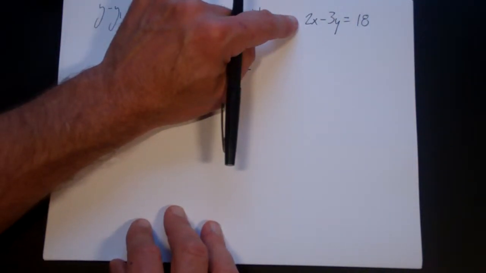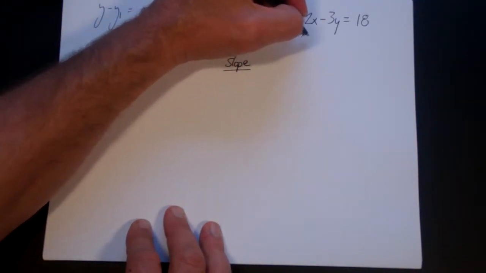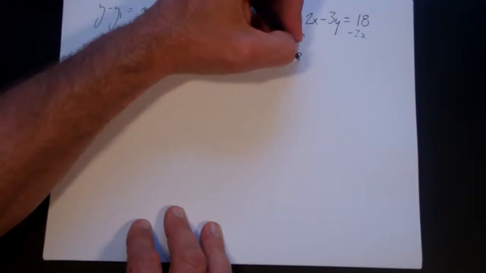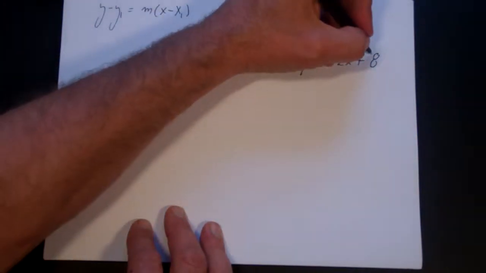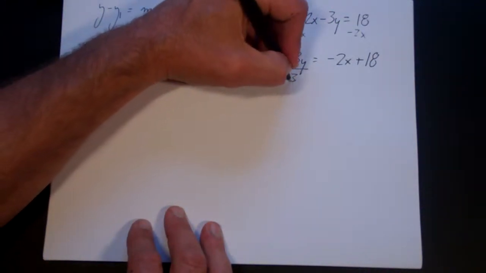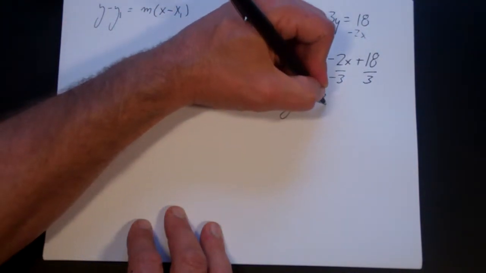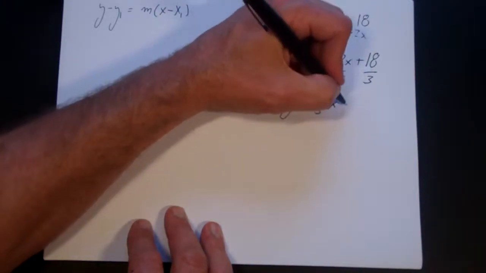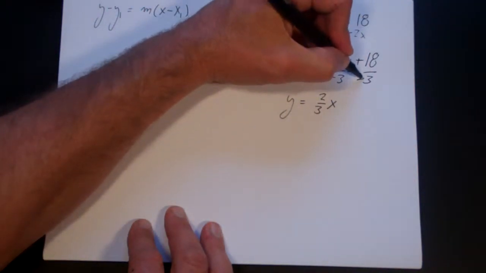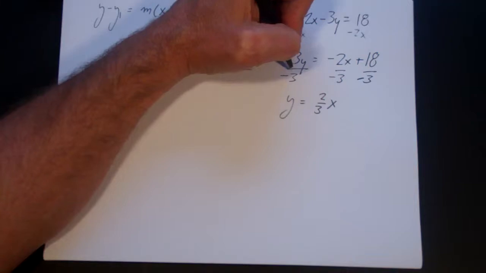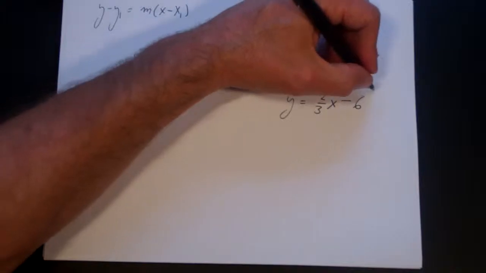And the way that I'm going to find the slope of this line is I'm going to rewrite it as y equals mx plus b. So I'm going to subtract 2x from both sides, and I get minus 3y is equal to minus 2x plus 18. Now I'm going to divide by -3. And I get y is equal to 2/3 x. 18 divided by 3 is going to be a 6. But be careful here. If you notice, I divided by a negative, so this has to be a negative as well. So remember, if you divide one thing by something, you have to divide everything by exactly the same thing. So that's going to be a -6.